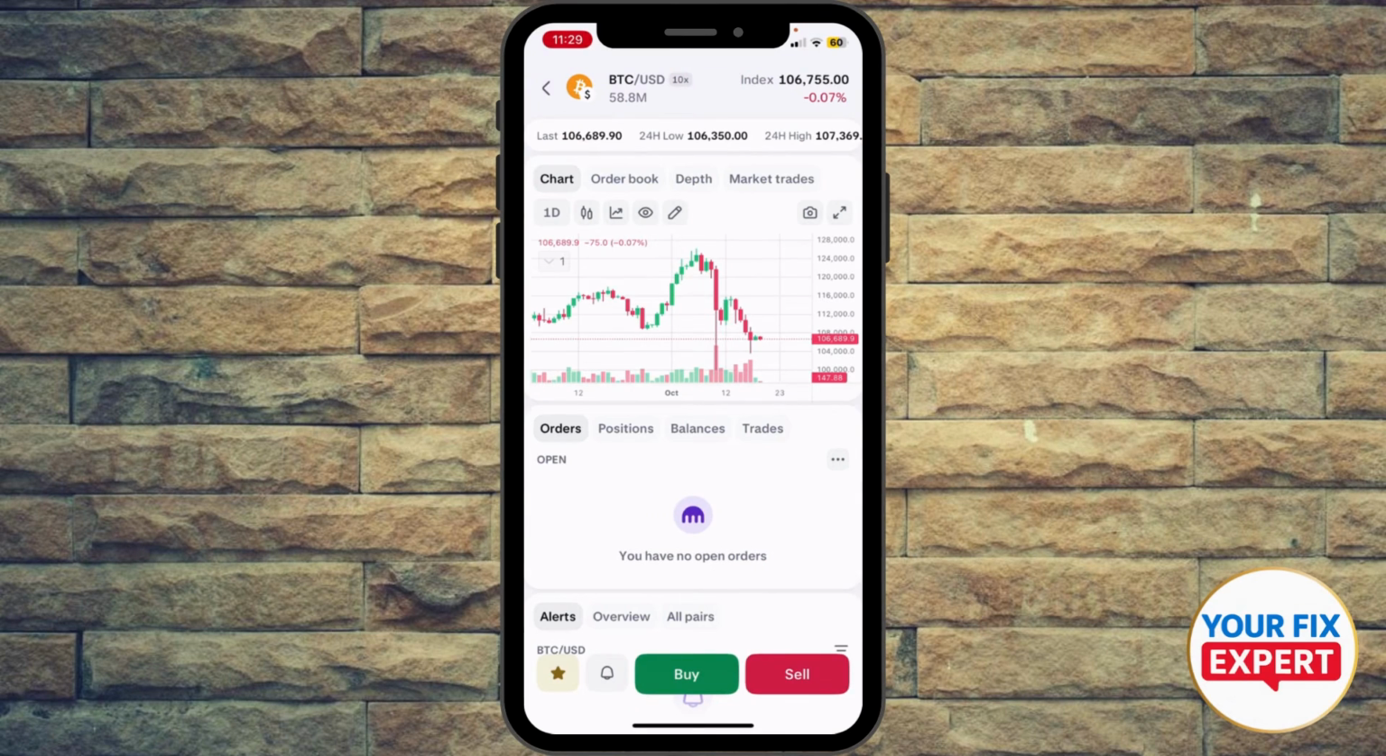Before buying or selling, I just want to let you know that this is not financial advice. So whatever I do, do not do the same. Study the market, because cryptocurrencies are very, very volatile.